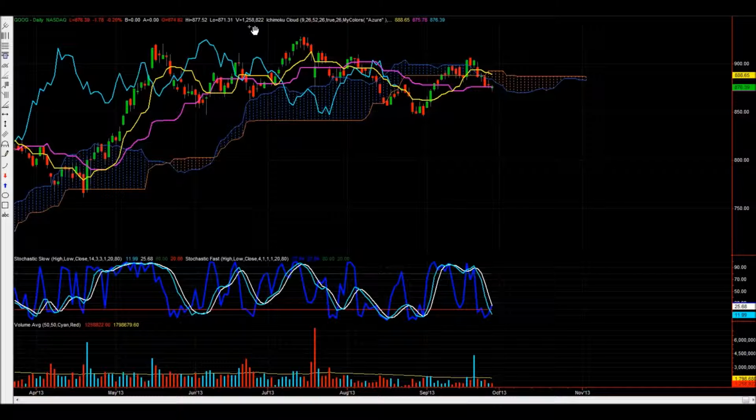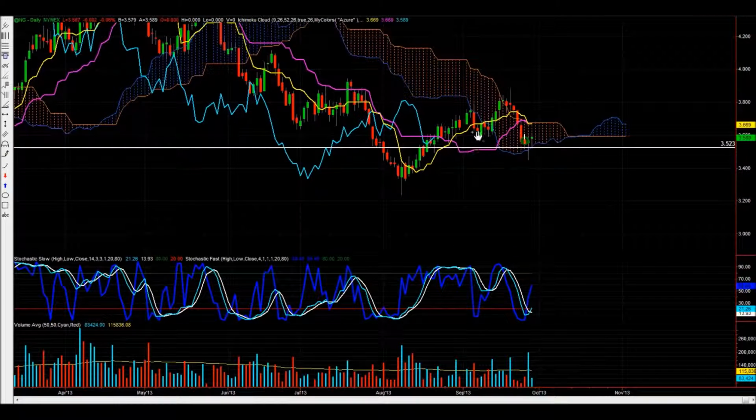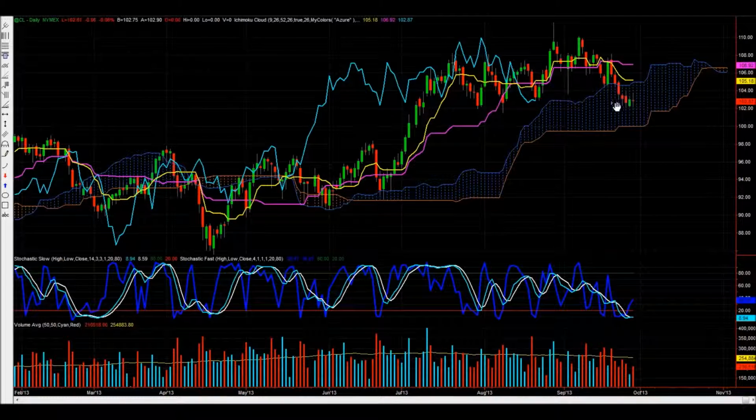Let's look at some of the energies. Let's look at the natural gas. So the natural gas here is in the cloud. It's kind of in a do nothing area. The lagging line is below the cloud, and 352 is a key level here. So this is in a do nothing area. Don't mess with it. And let's look at crude oil according to this methodology. Crude oil is in the cloud. It's in a do nothing, don't mess with it area as well, right in the cloud.